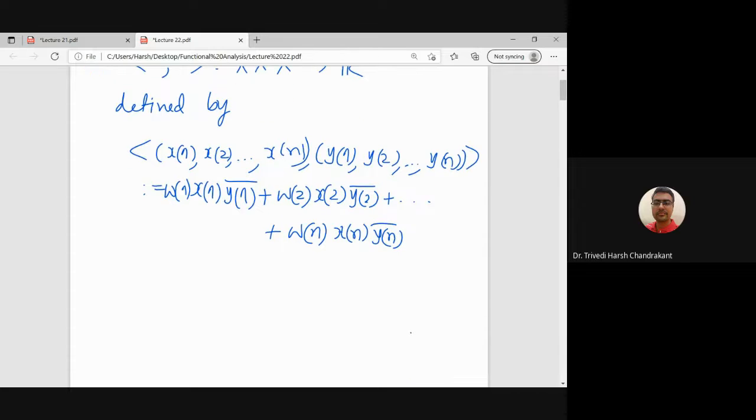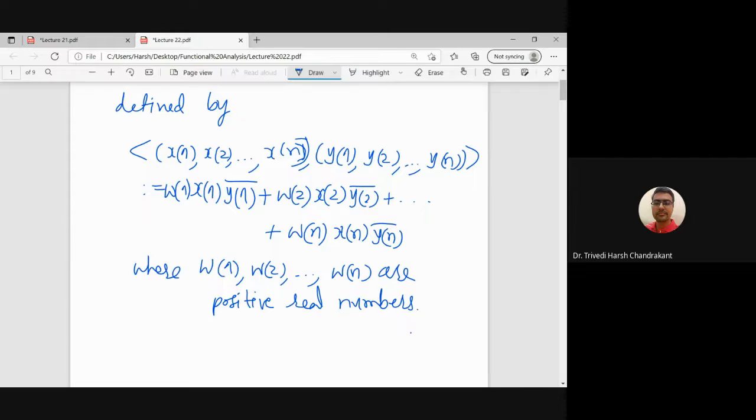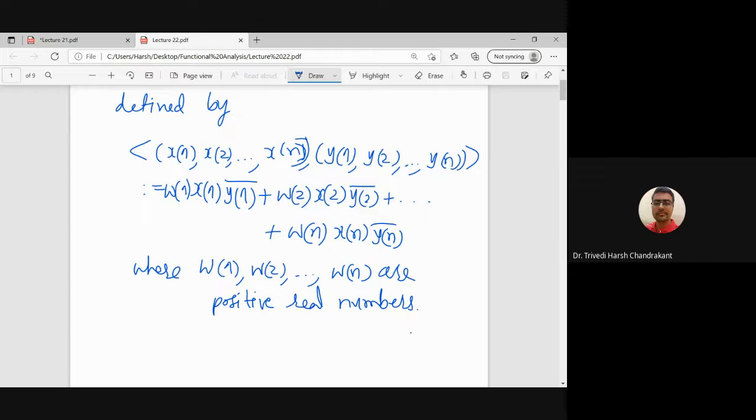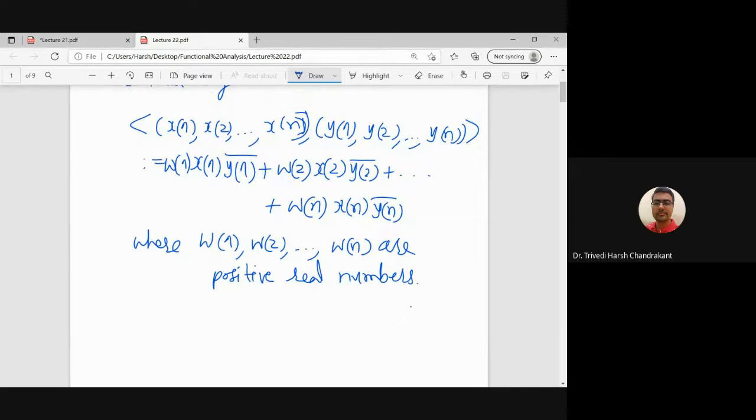So here what are these w1, w2, wn? They are called weights. So they are some real numbers, and since we need that positive semi-definite property of inner product, these numbers must be non-negative. So what are the w1, w2, wn? They are positive real numbers. So we can easily check that this map is an inner product. For example, the first property is that it preserves, so that part is very simple.